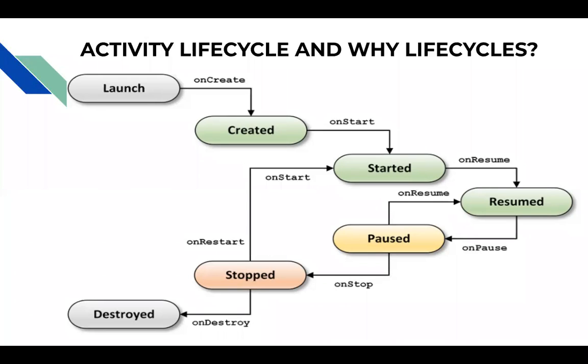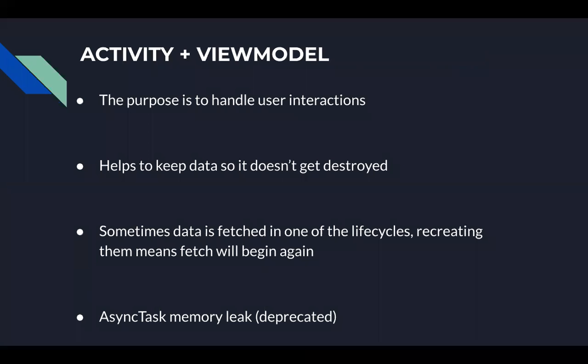So it means that you have to refetch that data. So what that means is that you are going to have an unstable app. So in order to avoid having to place your data on this life cycle, that is where the view model comes in. So the purpose of the view model is to help avoid that rotation and data loss.